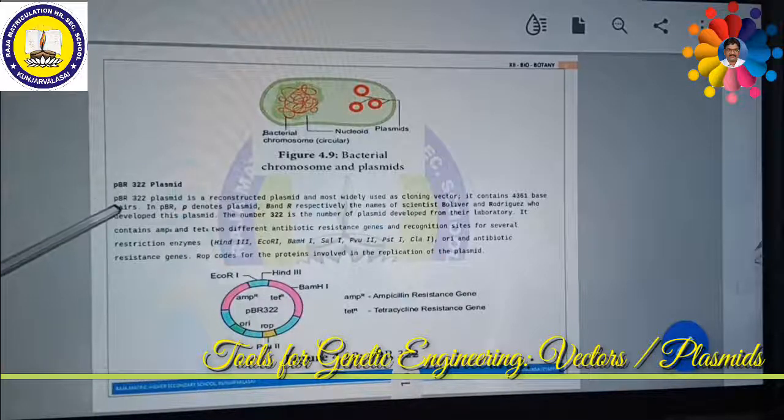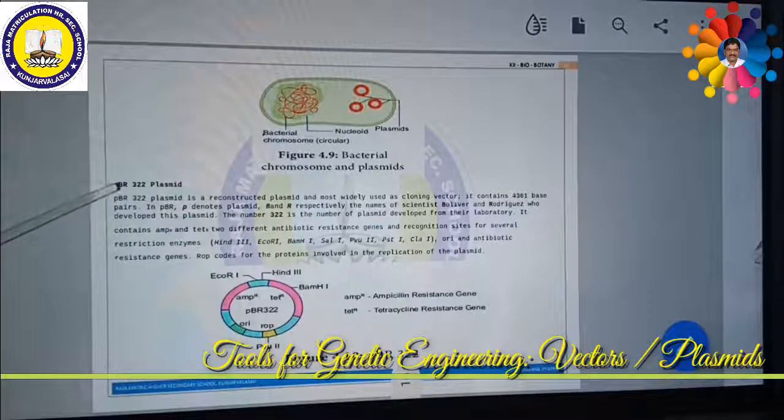pBR322 plasmid, the P stands for plasmid. The next two capital letters, B and R, are named for the scientists Bolivar and Rodriguez, who reconstructed this plasmid. What is 322? The number 322 is the number of the plasmid developed in their laboratory. These two scientists prepared more than 322 plasmids. Among them, this is the 322nd plasmid that was developed.